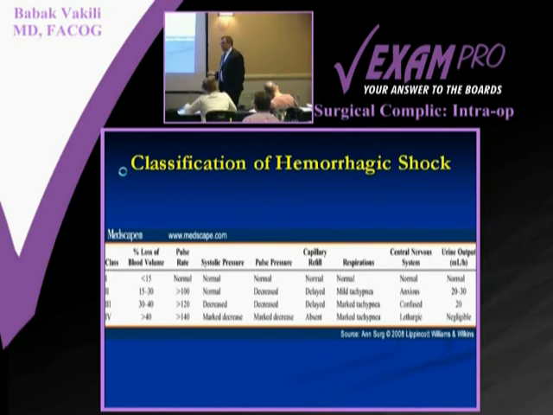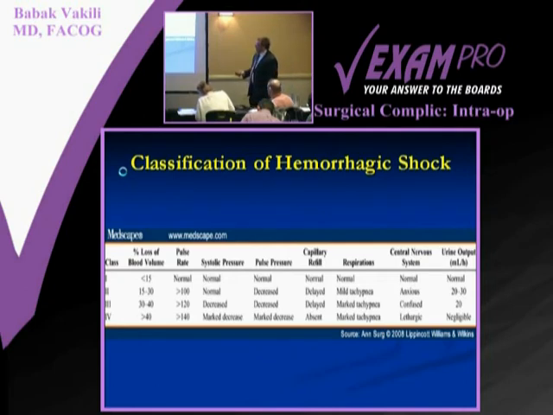There's 4 classes of hemorrhagic shock. In answer to your question, if you've lost less than 15% of your blood volume, you don't have a whole lot of change in anything, okay? That's class 1. Class 2 hemorrhage, you've lost anywhere from 15 to 30% of your blood volume. That's when your pulse starts to go up, your pulse pressure starts to drop, your urine output starts to teeter a little bit, okay?